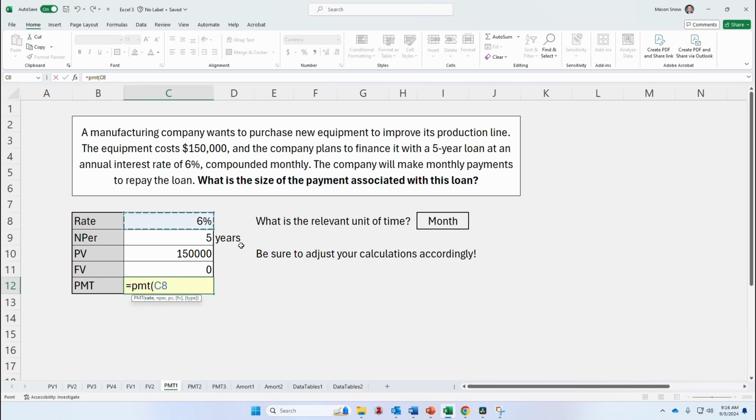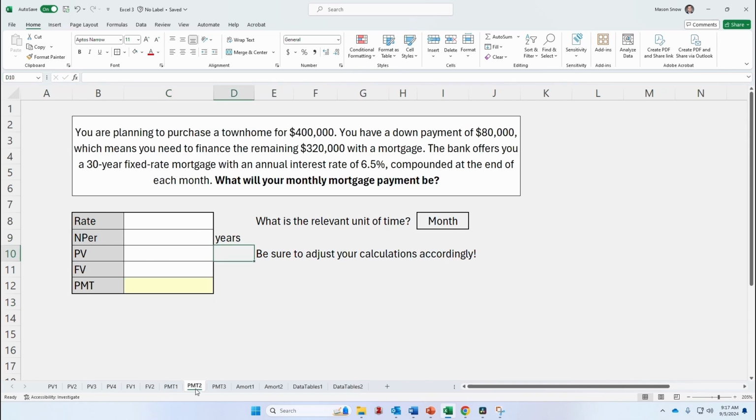Okay, so we'll take our annual rate, divide it by 12. We'll take our number of periods and multiply it by 12. Present value, future value, comma 0. And there we go. The interpretation here is pretty straightforward. This is how much we will need to give the bank each month to pay off the loan in 5 years. Let's do this again, but within a personal finance context.